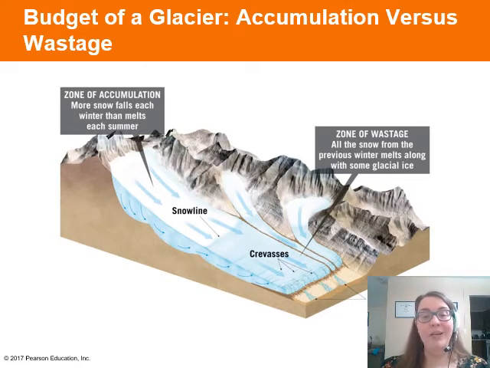So this image is just showing us again the differences between our zone of accumulation higher up in our mountain range, where it's colder and more snow is going to basically be stuck there every year. And then we have our zone of wastage farther down towards the base of the mountain, where it's getting warmer and some of the snow is going to start to melt. We're going to see that those crevasses, those really thick, deep cracks that form at the surface, almost always form in the zone of wastage because as that ice melts, it's releasing the pressure. Therefore, the ice is going to crack.